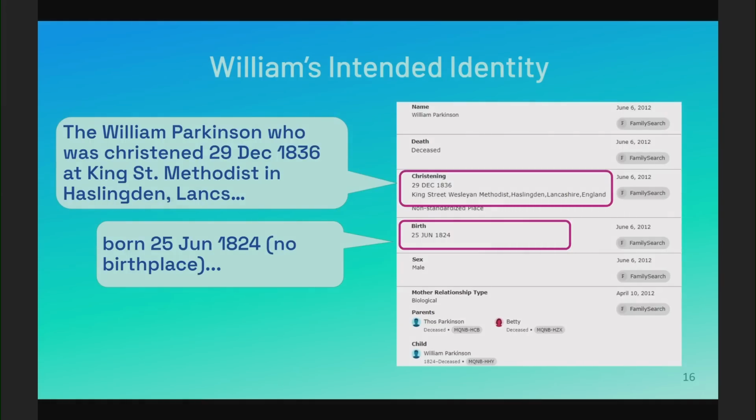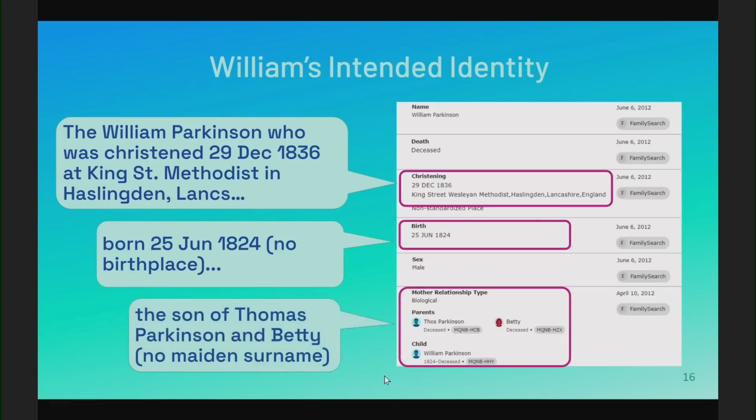But here it was a nonconformist record. If you're familiar with that, they were a member of a church which was not the state or the Anglican, the official church. They were Methodists. And so they kept their own records and they did write down the birth date, but no birthplace. And then finally, we also have the parents. Thomas, THOS stands for Thomas, and mom is Betty. And Betty does not have a maiden surname.